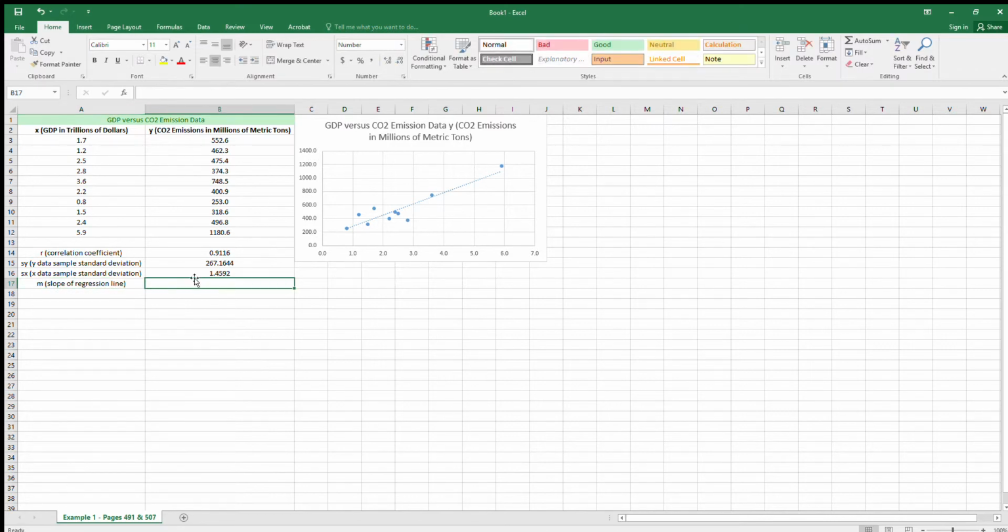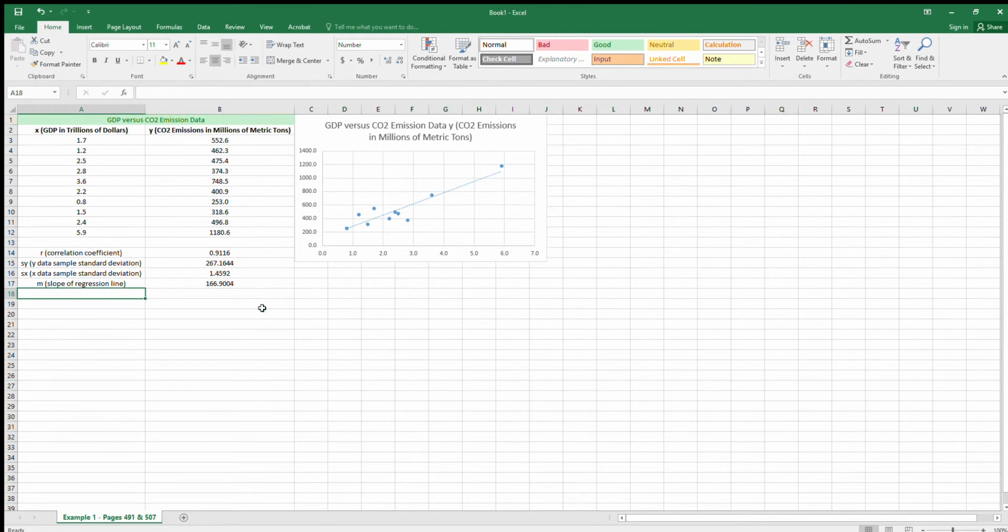To calculate m, the slope of the regression line, again, that was r times sy divided by sx. So we simply type that in. Equals r times, now in parentheses, sy divided by sx, close the parentheses, type enter, and that is the slope of the regression line. And if you look on page 507, you see they have the exact same value for the slope, 166.9004. They carried a couple extra decimal points, but it's the same value. So that's one way of calculating the slope.